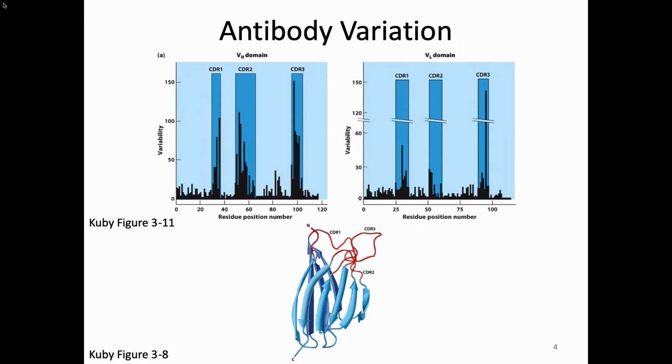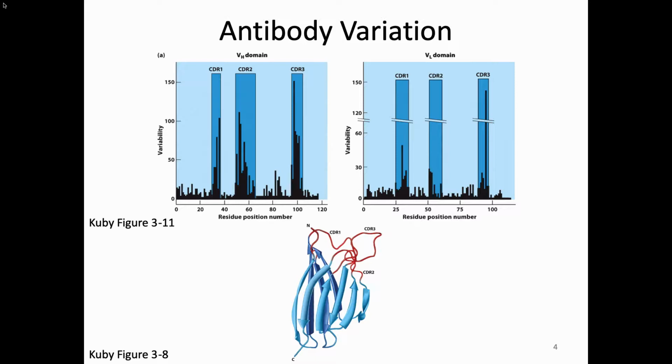If you actually made a graph of this, these two graphs show the heavy chain on the left and the light chain on the right, and these are just showing the variable regions. What you will notice is that among the variable regions, the variation is not constant. There are some areas that don't vary too much, and there are some regions that vary a whole lot.